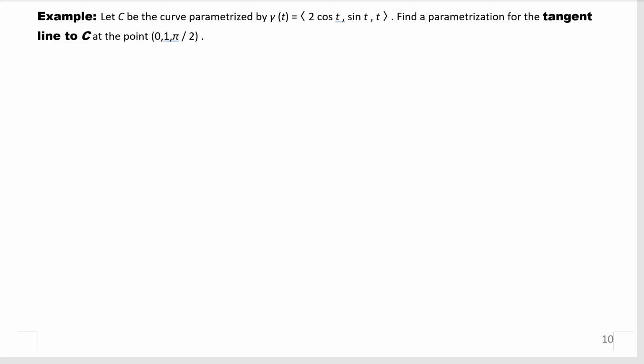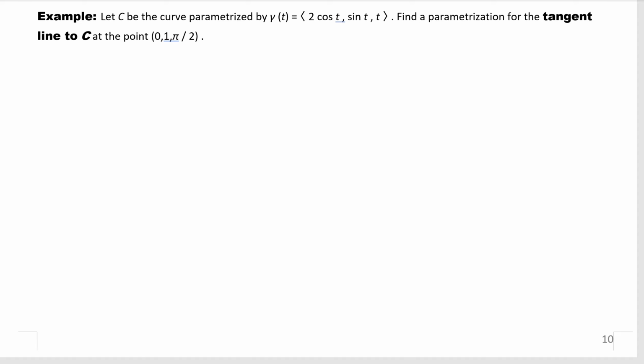Hi everyone, let's continue. Look at this example. Let C be the curve parameterized by gamma of t equals 2 cosine t, sine t, and t. Find a parameterization for the tangent line to the curve at the point 0, 1, pi over 2.